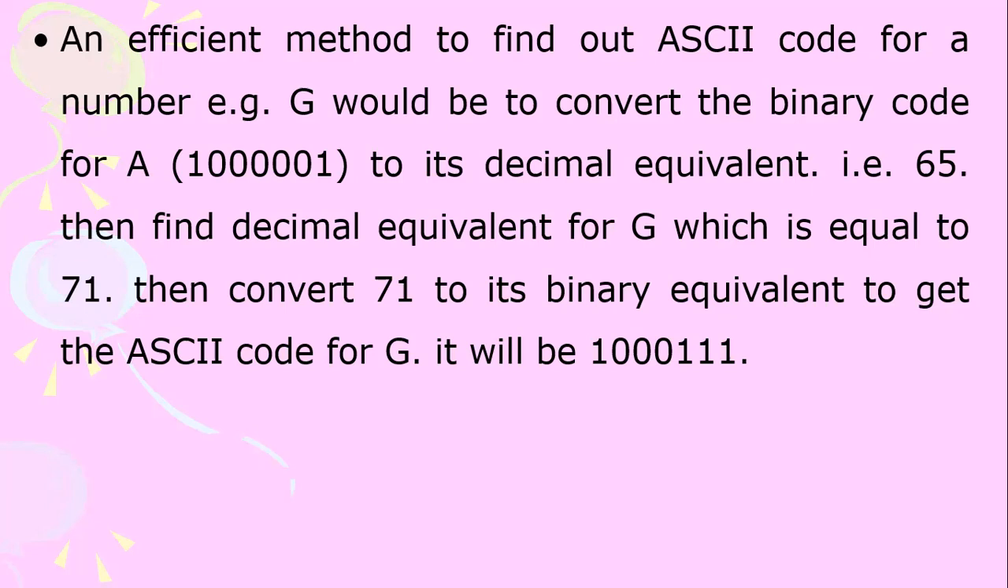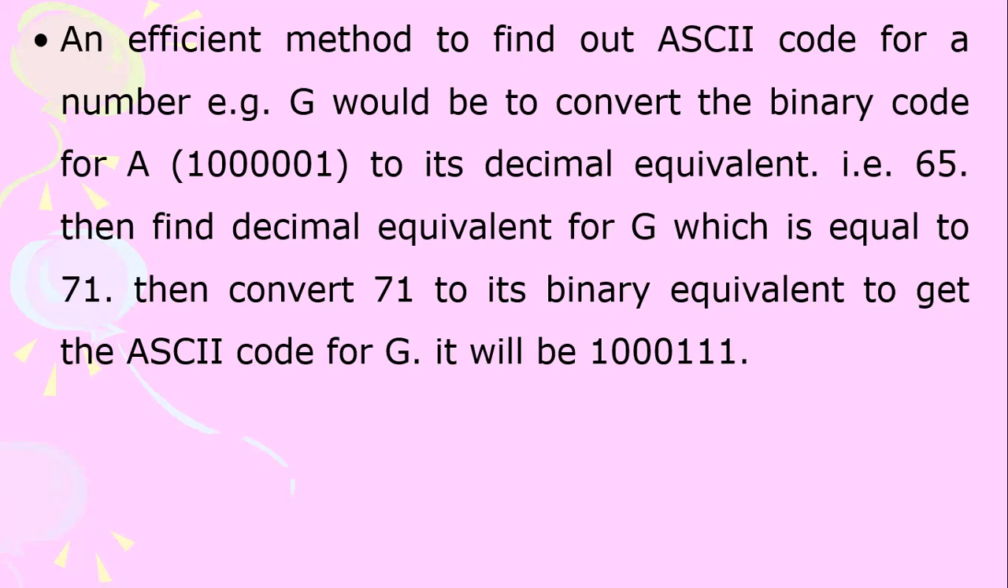So once you know the equivalent of A in terms of decimal, and you know it is 65, convert 65 decimal to its binary equivalent. And that will help you to be able to get the ASCII code for a character. Then find the decimal equivalent for G, which is equal to 71. Then convert 71 to its binary equivalent to get the ASCII code for G.